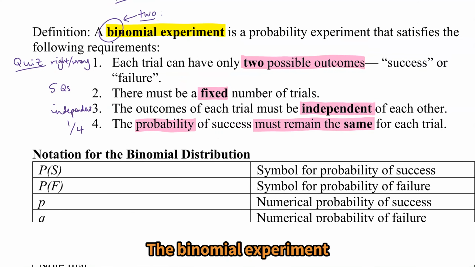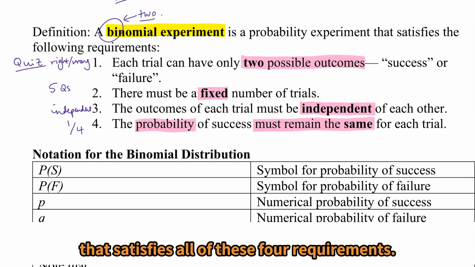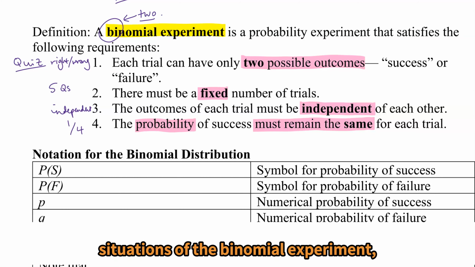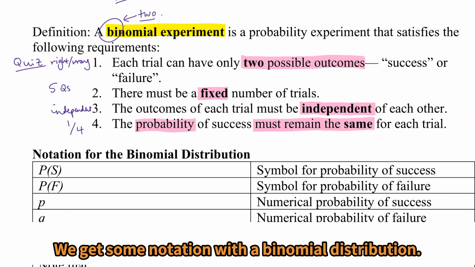The binomial experiment leads to a binomial distribution. We have this binomial experiment that we can repeat that satisfies all of these 4 requirements. But if we consider all of the different possible situations of the binomial experiment, we can form a binomial distribution, a probability distribution, based off of that information. We get some notation with a binomial distribution.